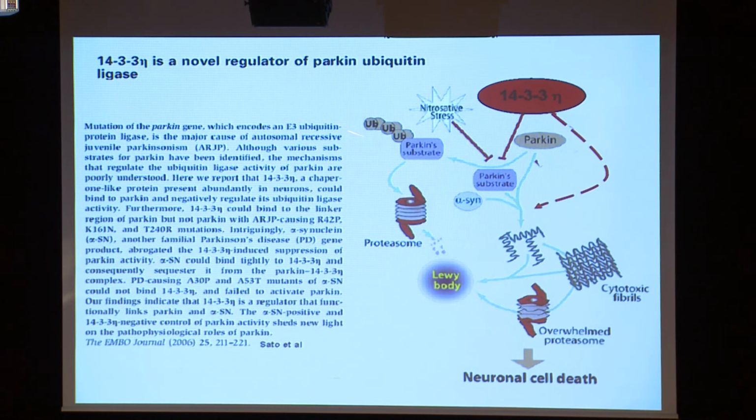the Parkin substrates, including alpha-synuclein, do not get ubiquitinated and do not get degraded by the proteasome. By blocking the degradation and turnover of the alpha-synuclein, it can allow alpha-synuclein to build up its toxic fibrils and overwhelm the proteasome and cause neuronal cell death. So that's another way in which 14-3-3 can interfere with the normal turnover and help cause build-up of toxic fibrils in cell types.